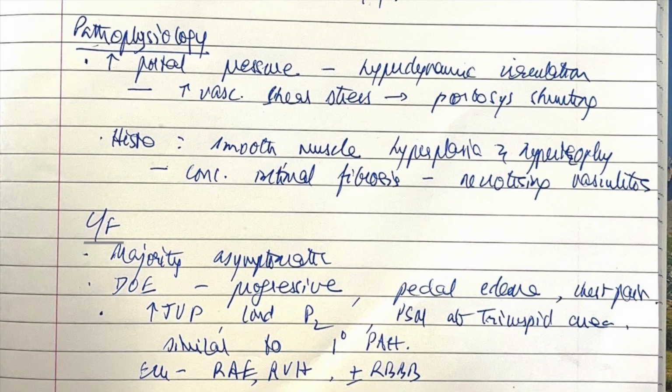The clinical features: the majority of patients are actually asymptomatic. And when they do have symptoms, they initially have dyspnea on exertion. It's progressive, then they develop pedal edema and chest pain on walking. And you will find an increased JVP, a loud P2, and a pansystolic murmur in the tricuspid area indicative of tricuspid regurgitation. All these findings are also seen in primary pulmonary arterial hypertension. The ECG would show right atrial enlargement, right ventricular hypertrophy, plus or minus an RBBB.